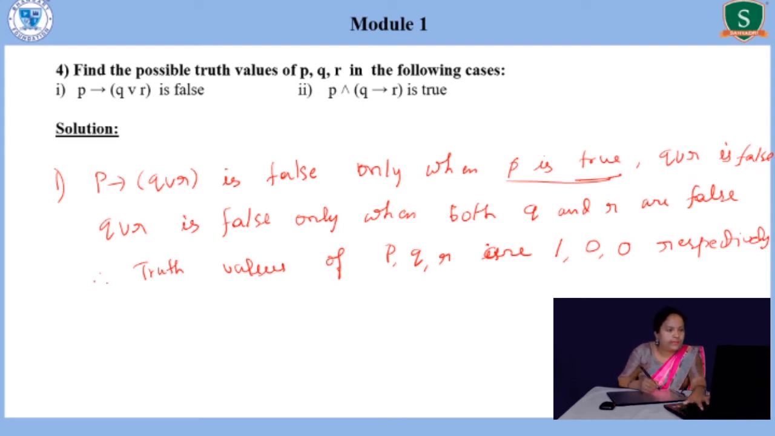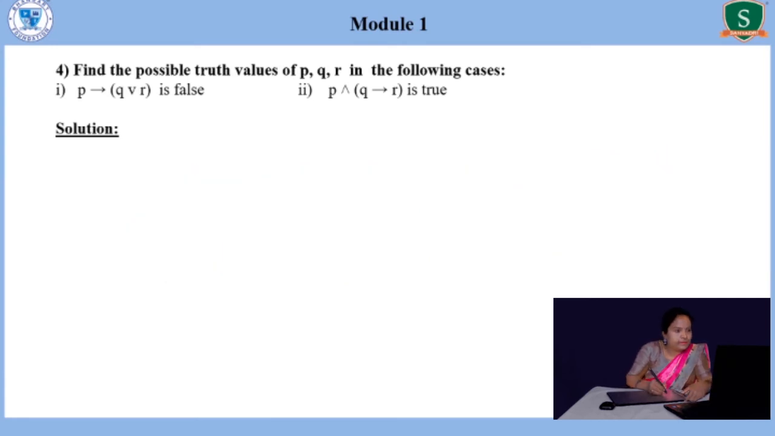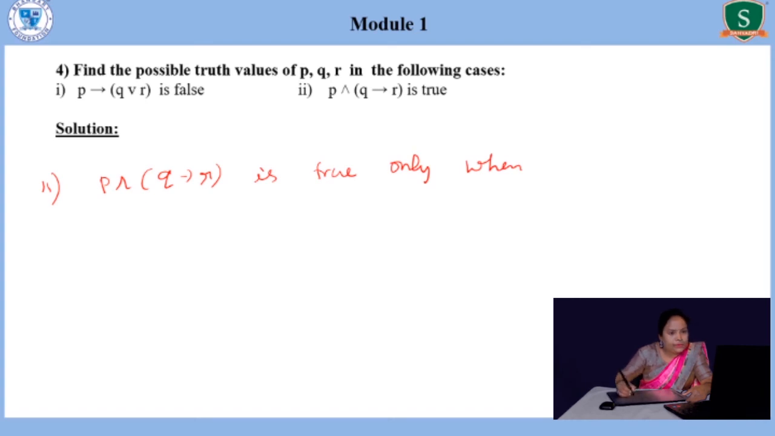We see the next problem, second one. P and Q conditional R is true is given. This statement is true only when, now here there is an AND between P and Q conditional R. So in AND, if both the statements are true, then only it is true. Okay, it's true only when P is true, Q conditional R is true. Okay, now we got the value of P. Next we need to find out Q and R.